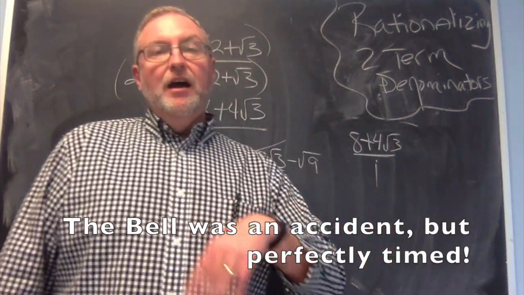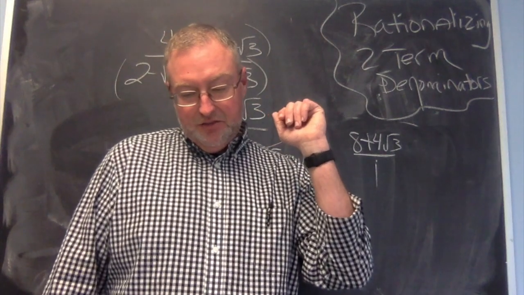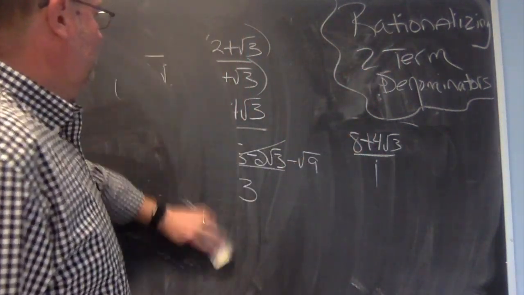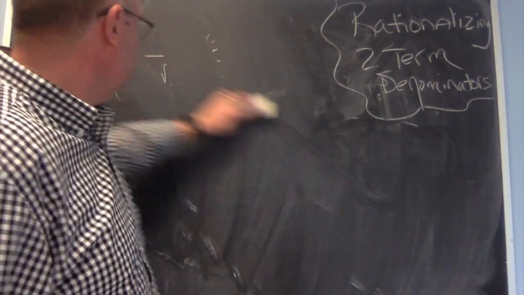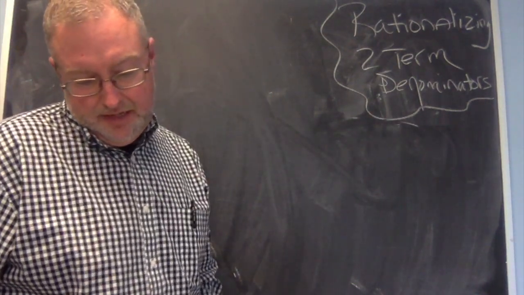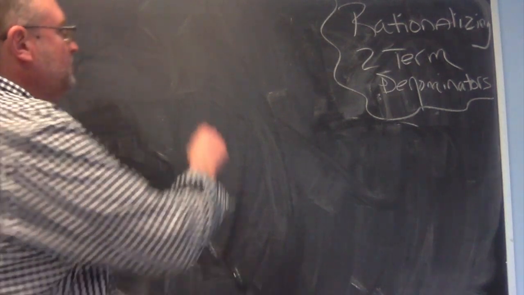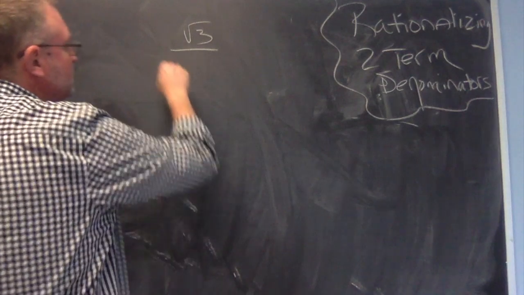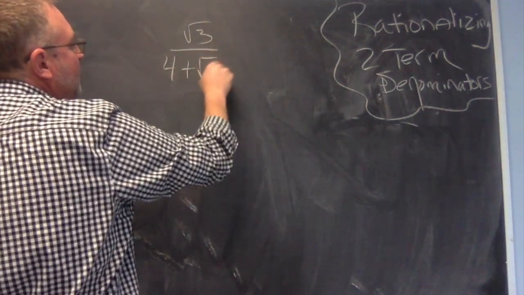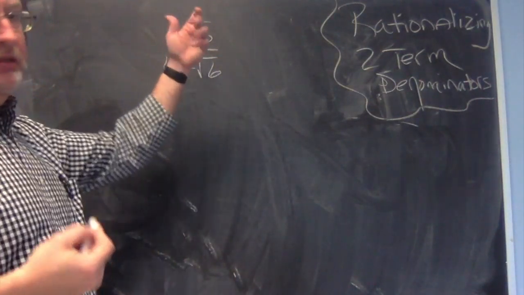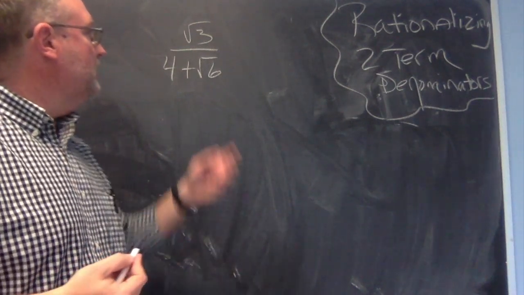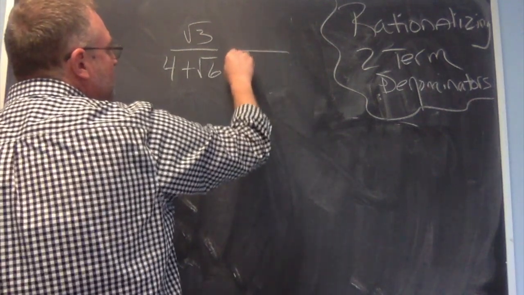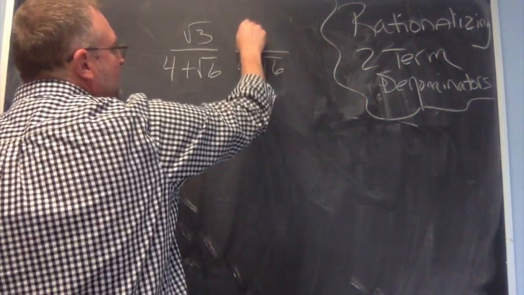So that isn't too difficult. Let's jump over there to number 3. Let's do a couple of these real quick. Number 3 states the square root of 3 over 4 plus the square root of 6. I can't work out the square root of 3 yet, so we're just going to leave it. So we're going to multiply by the conjugate here. So we're going to multiply it times 4 minus the square root of 6. We're going to do the same thing up here.